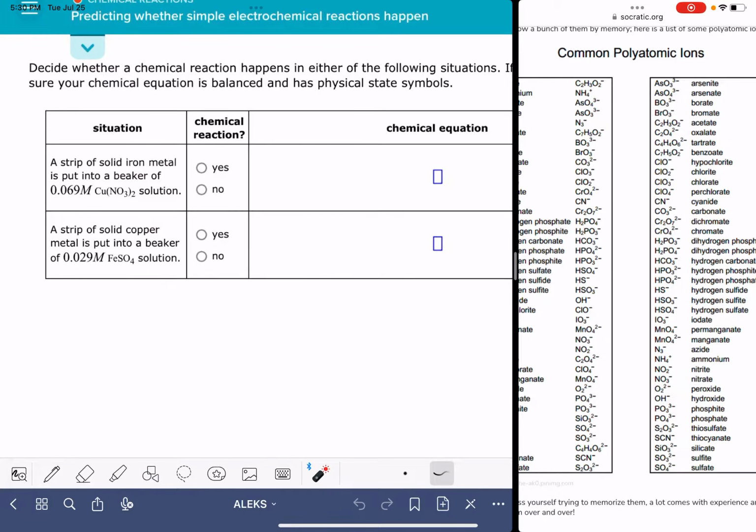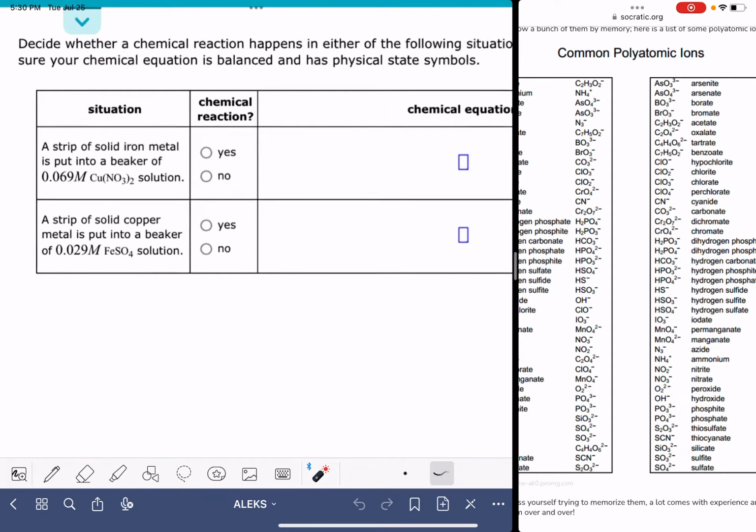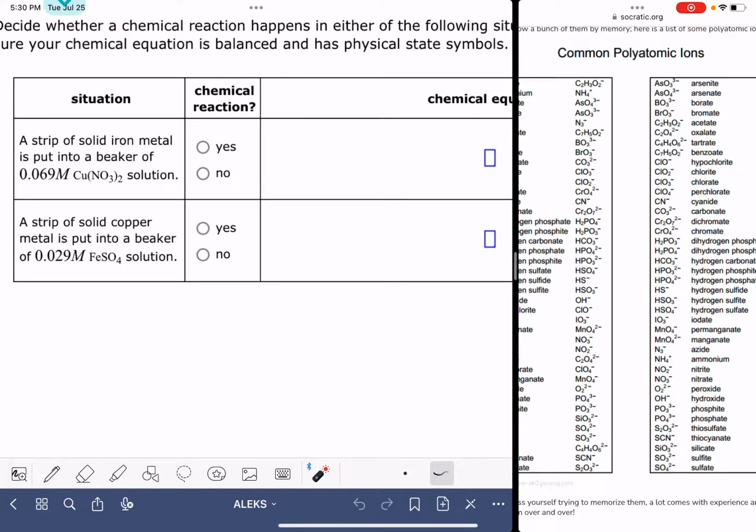So for this problem, you're given two situations. You're asked to predict whether or not a reaction takes place. And to do that, we'll be using the activity series in ALEKS. In each one of these situations, you're going to have some sort of metal atom in the solid form. For my first situation, it tells me that I have this solid iron metal. I'm just going to write the symbol for iron, Fe. And you're also going to have a metal ion. For mine, I have this copper ion. I'm not going to write the formula or the charge for that copper ion yet.